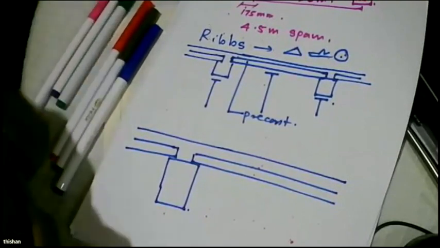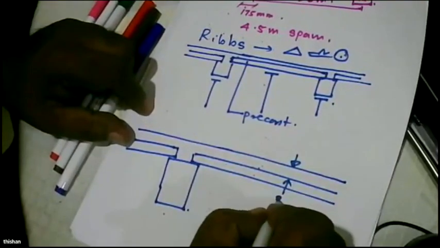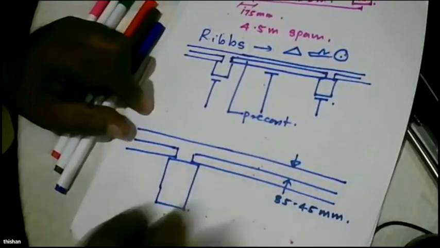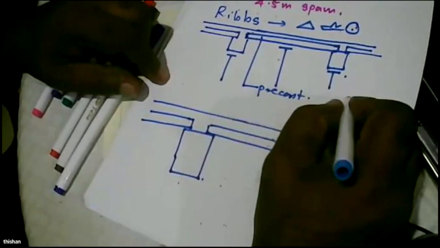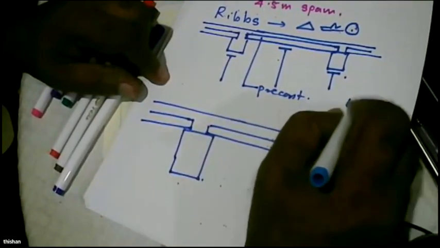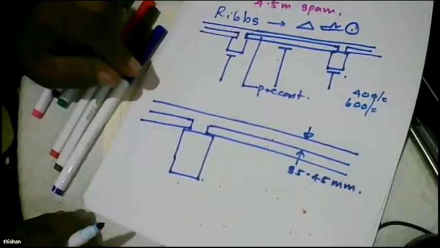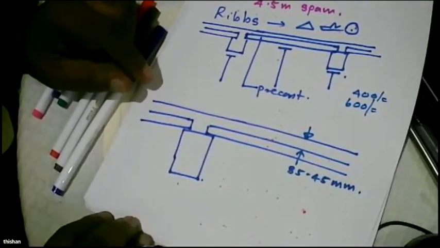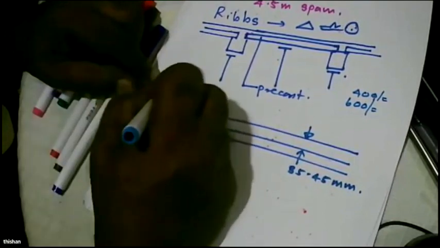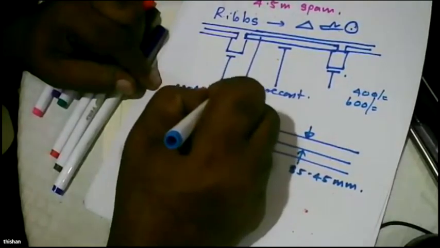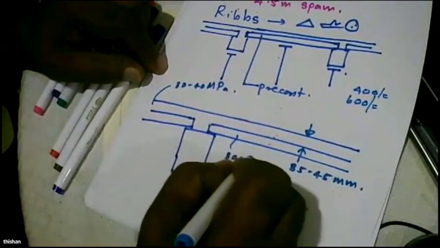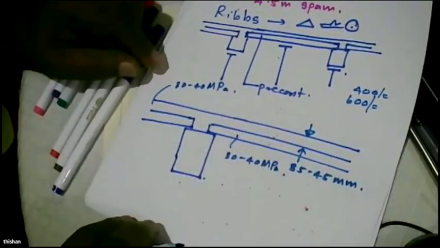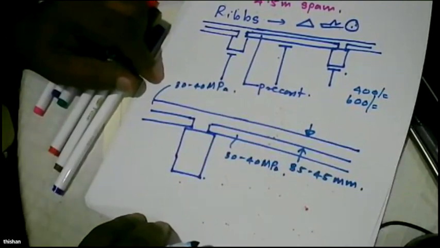Because we are placing only 35 to 45 millimeters, only a small quantity of concrete, we can use admixtures to improve the workability. One liter of admixture can cost about 400 to 600 rupees. By using admixtures, we can reduce the water content and get high quality concrete like 30 to 40 megapascal concrete for the screed, and even these can be about 30 to 40 megapascal concrete. Because the higher the strength, the lesser the cover required, because we are going for thin construction.